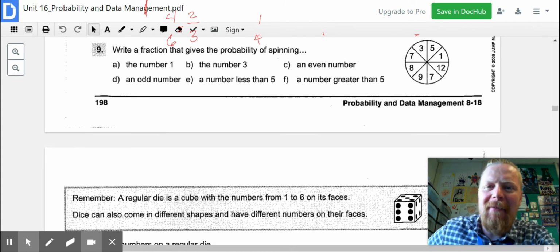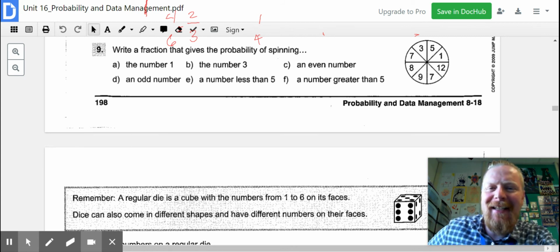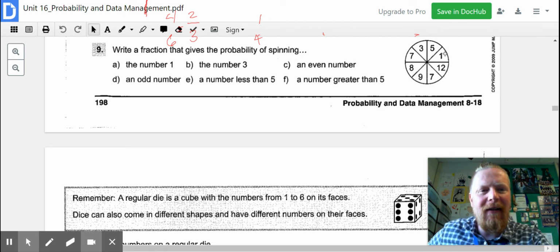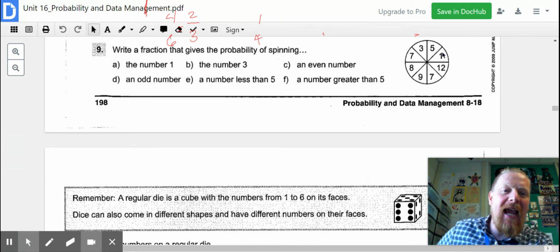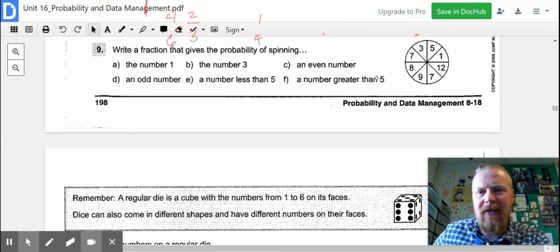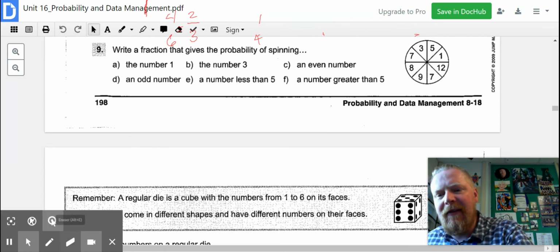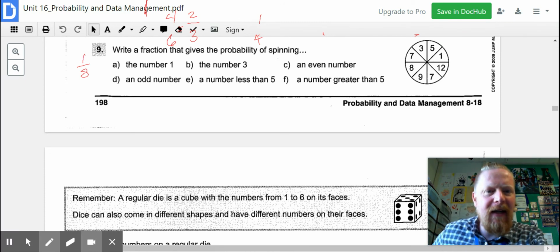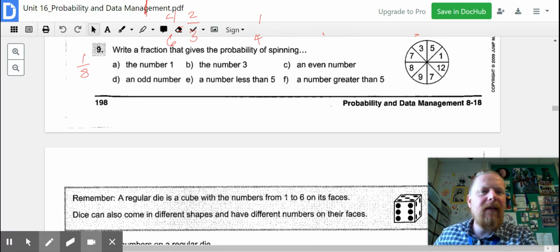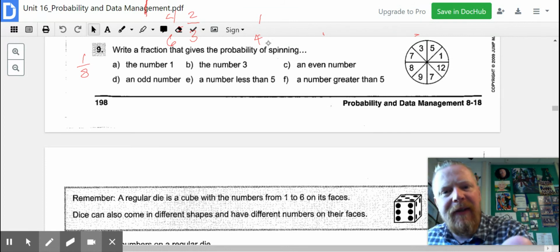Number 9, write a fraction that gives the probability of spinning the number 1. Well, the number 1 is one of the outcomes. There's a total of 8 outcomes because there's 8 different zones. So the probability of spinning a 1 is 1 out of 8. What's the probability of spinning a number 3? Well, there's only one 3, so there's 1 out of 8 for 3s.